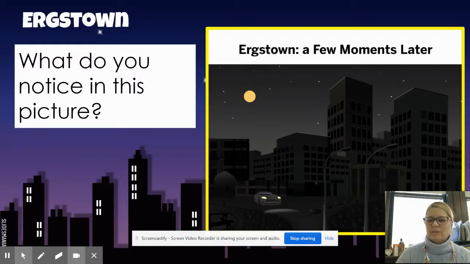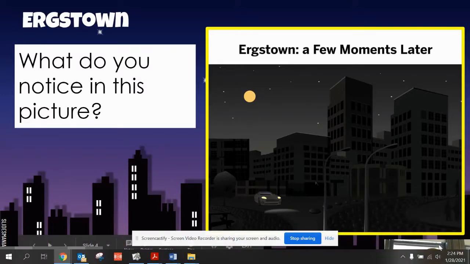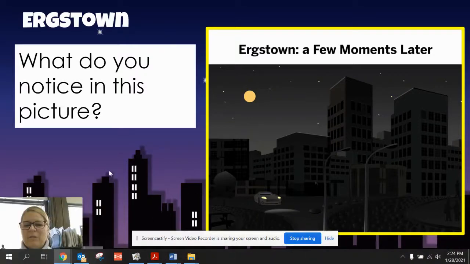A few minutes later, Ergstown, look what's happening. I'm gonna move my picture here. The lights went out. What do you notice about this? Pause the video. Take a few notes. What do you notice about what happened in Ergstown? When you're ready, you can start the video again and go on to the third picture.